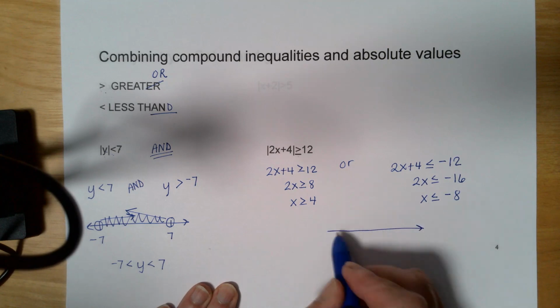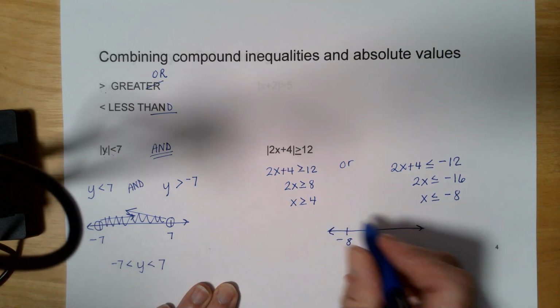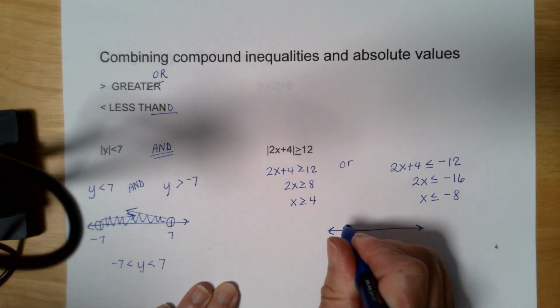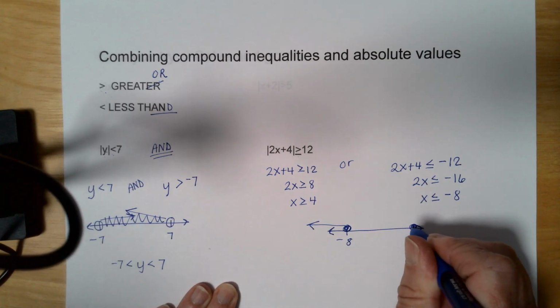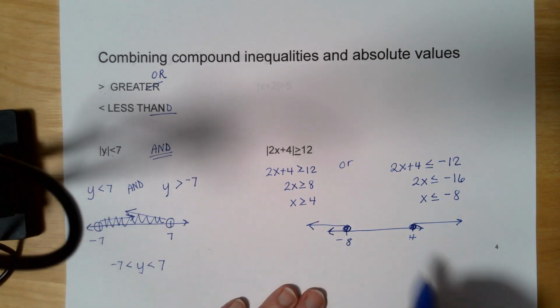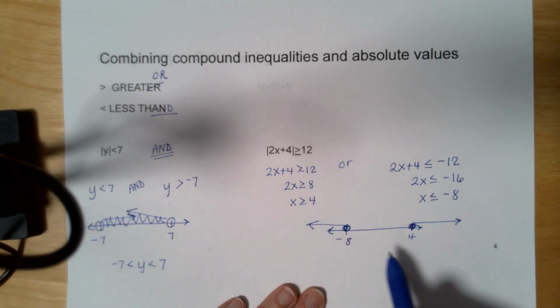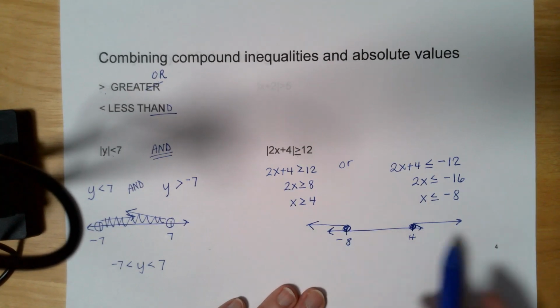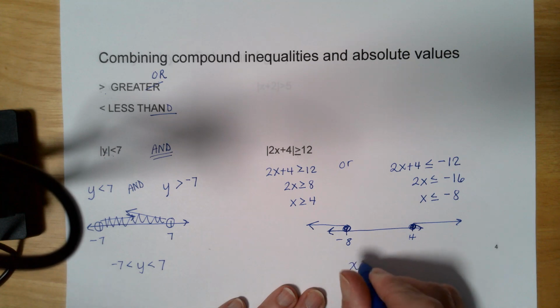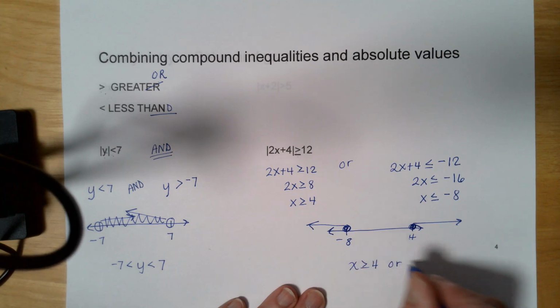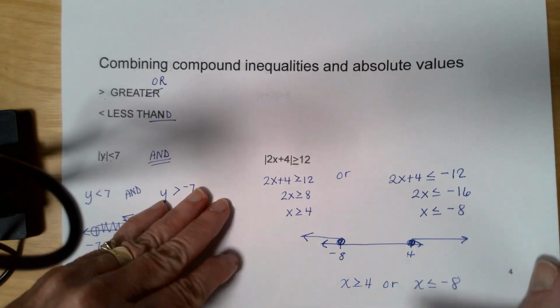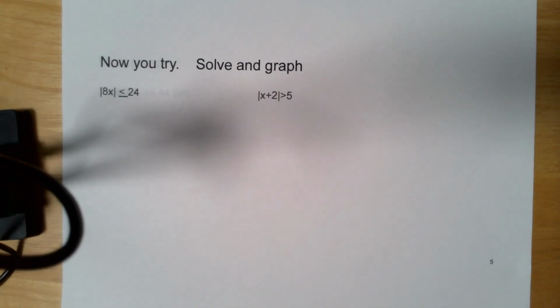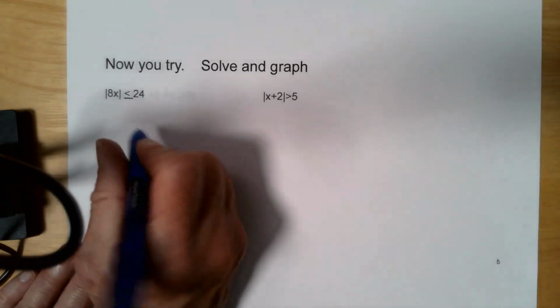So I have negative 8, closed circle, shaded that way, positive 4, closed circle, shaded that way. Looks like they don't have anything in common, but remember this is an or statement, so I don't really care that they don't have anything in common. I can say x is greater than or equal to 4, or x is less than or equal to negative 8. Now you try some. Pause the video, and then come back and make sure you got the right answer.